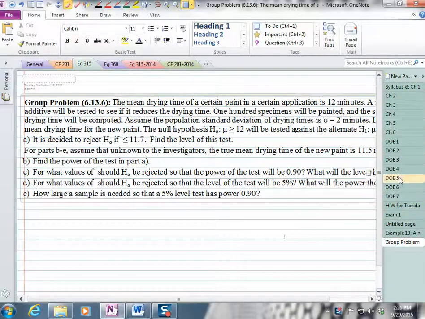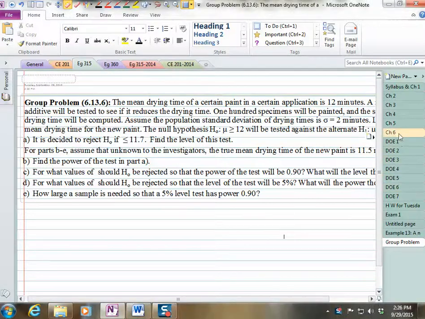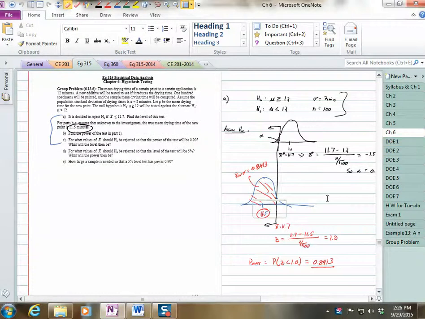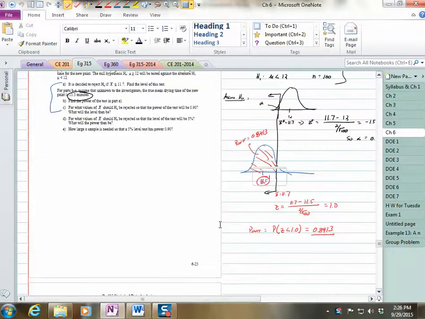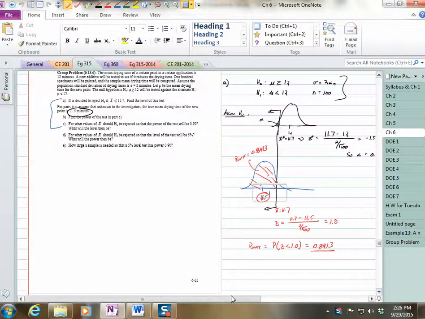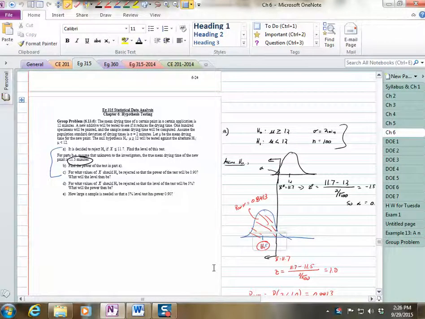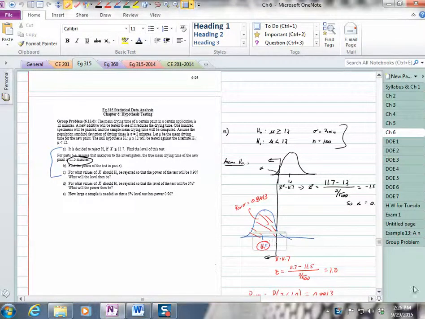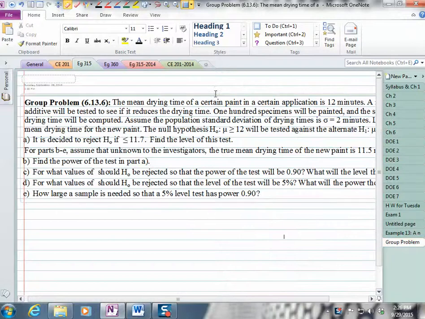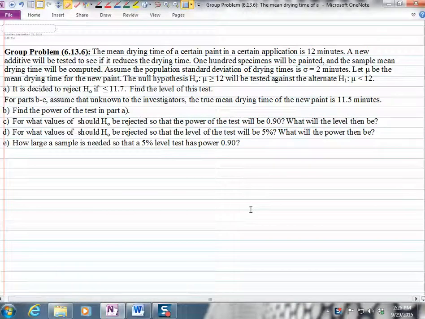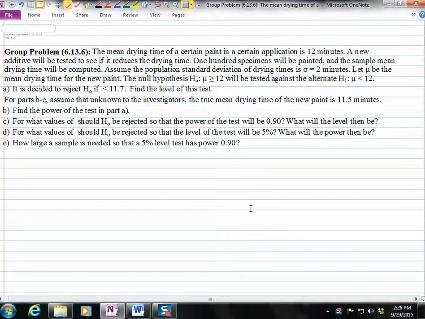So this is where we left off. We're looking at this group problem. I guess I did copy down here. I was just seeing if I had gone over any of it, but it looks like I haven't. So we're doing this first group problem associated with power to see if we've got the basic concept. So we're looking at doing parts A, B, and C of this problem.